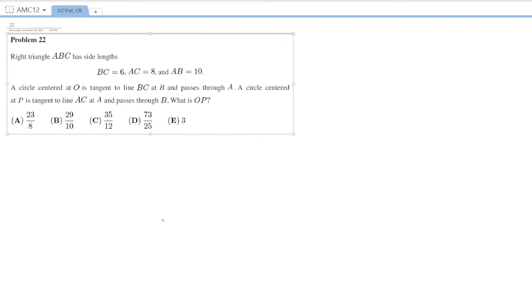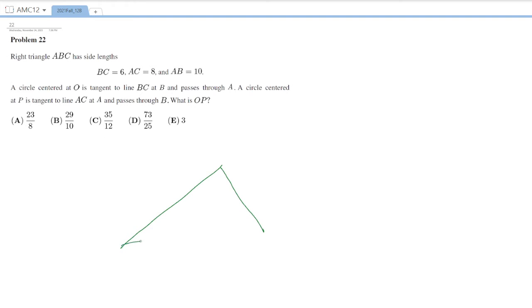So the right triangle ABC has side lengths 6, 8, 10, right? So you know it's a right triangle. We know BC and AC, so C must be here and B must be here. So this is 6, AC is 8, and this is the 10 here. So it mentioned a circle at O is tangent to BC at B.